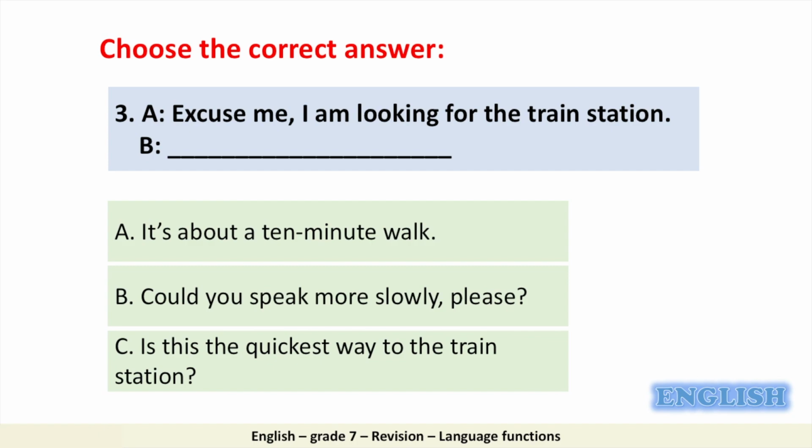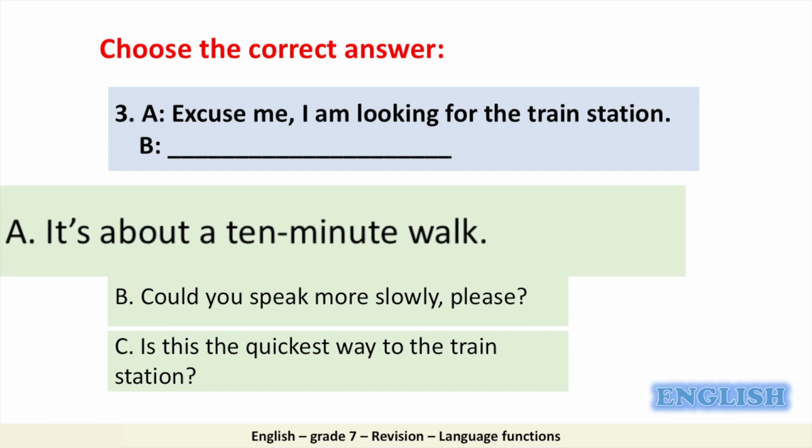Number 3, excuse me, I am looking for the train station. What's the correct answer here? A, it's about a 10-minute walk. B, could you speak more slowly, please? C, is this the quickest way to the train station? Excellent. A, it's about a 10-minute walk.